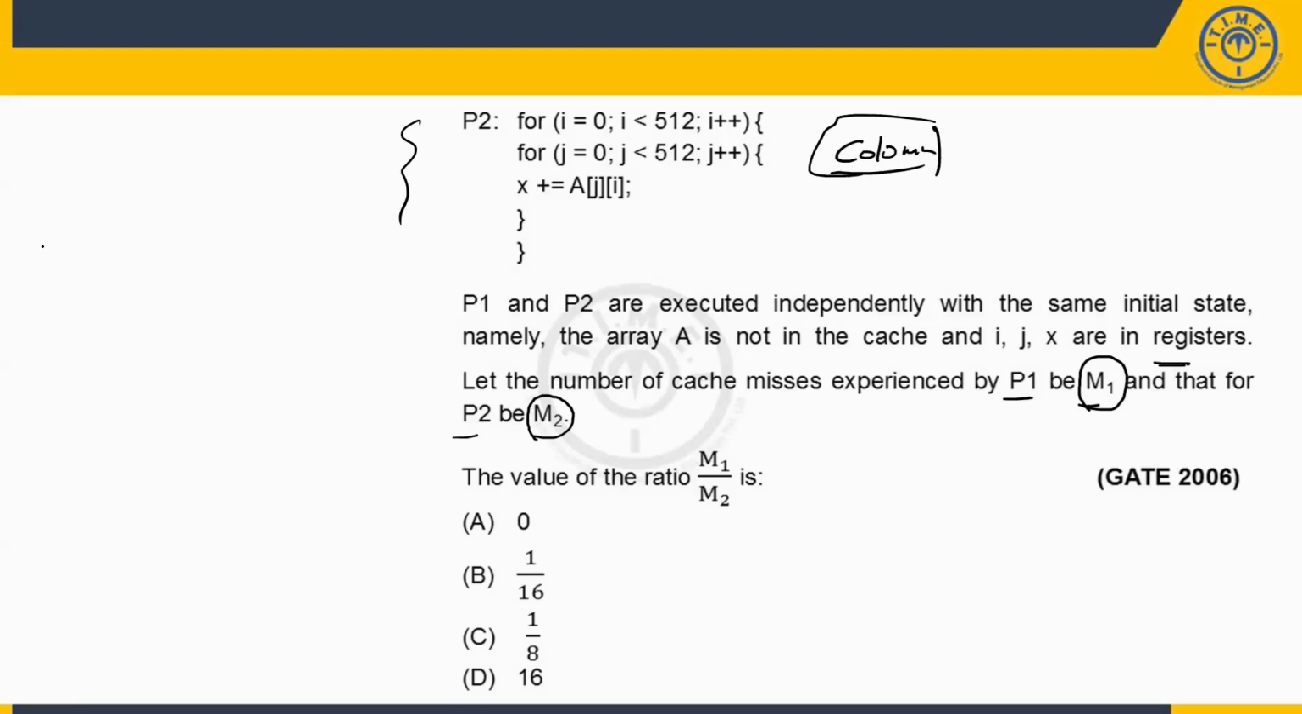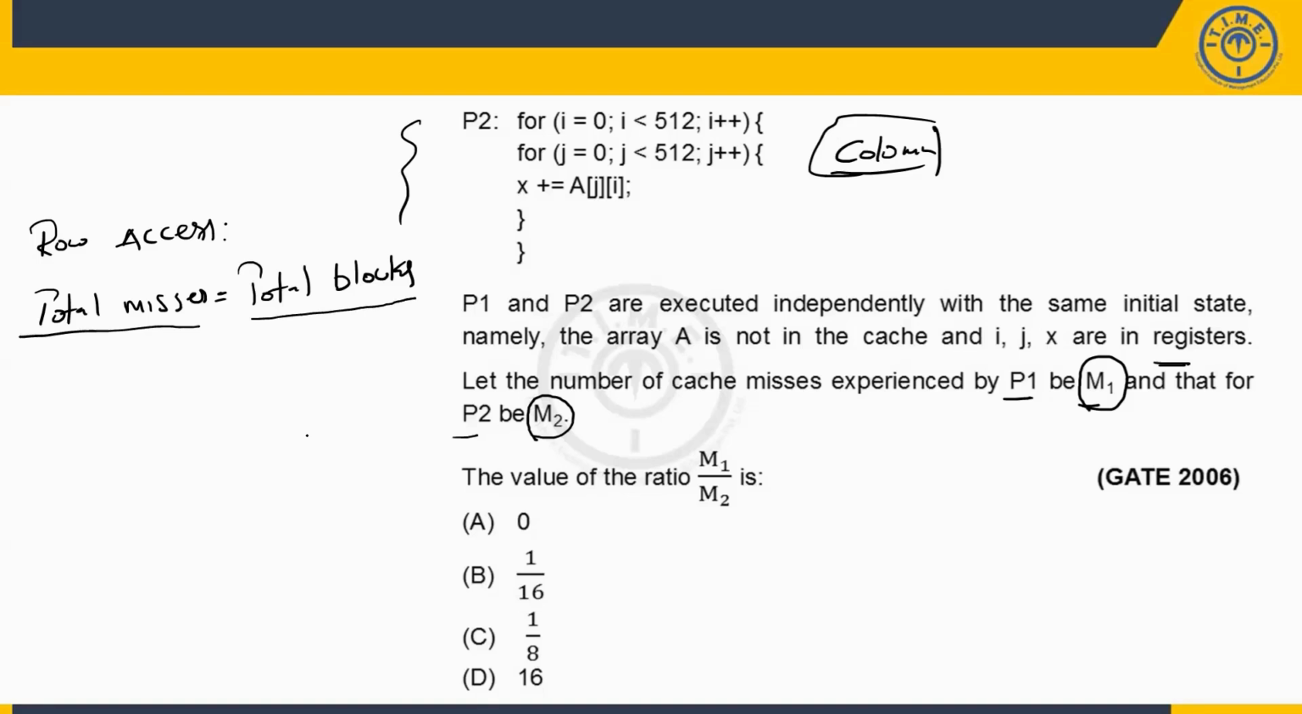Now, remember, during row access, total misses will be equal to total blocks. That is, in order to store our array, we require some number of blocks. For every block, there will be a miss. Total number of misses will be equal to total number of blocks. So we need to find out how many blocks we require to store the array.